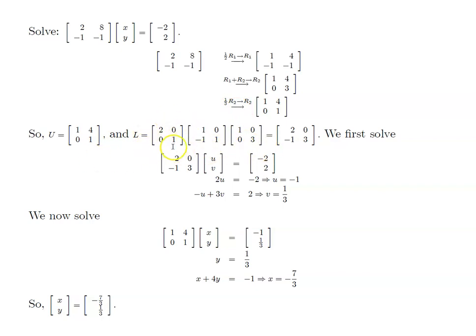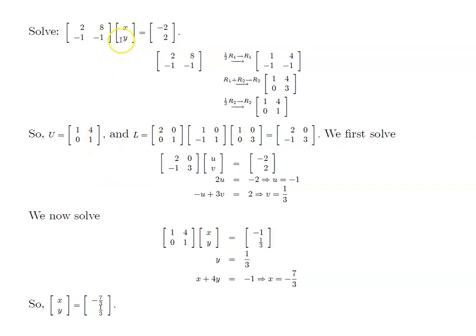We're doing the inverse of the first row operation, the inverse of the second row operation, the inverse of the third row operation, and multiply the 3 together to give us 2, 0, -1, 3. So our lower triangular matrix is 2, 0, -1, 3. Our upper triangular matrix is 1, 4, 0, 1. And if you go through and check, if you take L and multiply it by U, you really will get that original matrix.